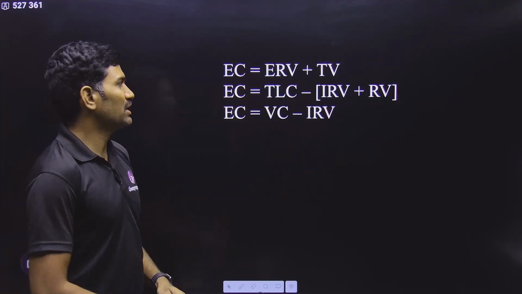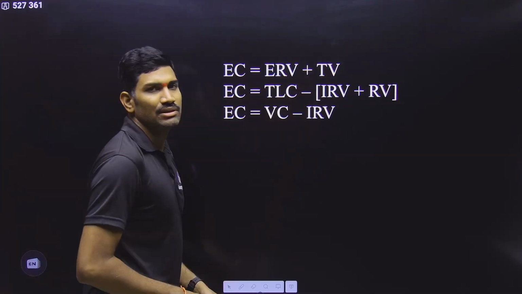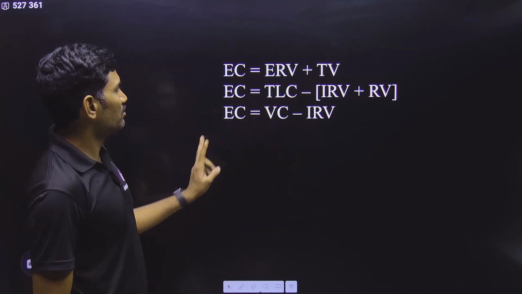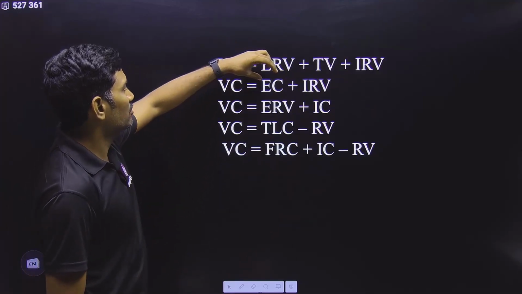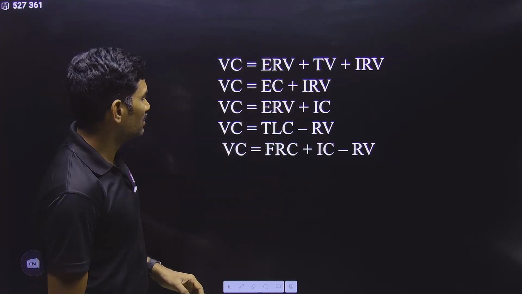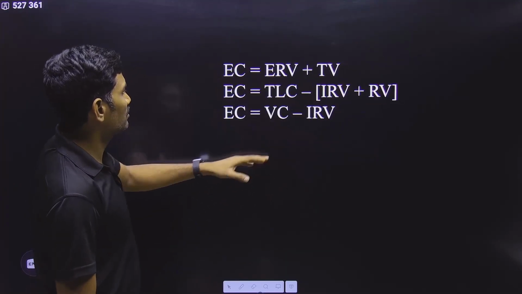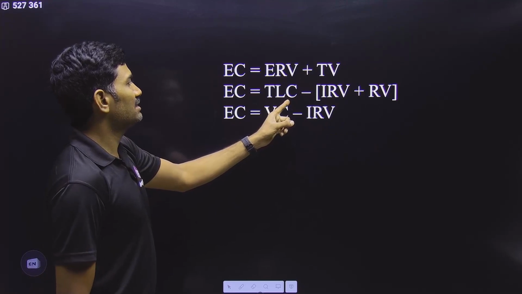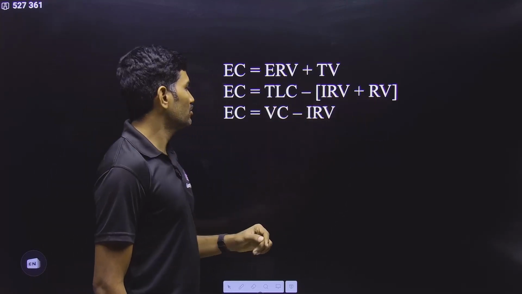Suppose you are writing for expiratory capacity. ERV plus TV. But this one, with respect to this one, if you are writing about the expiratory capacity, VC minus IRV, like this also you can write it. And different other things are also there here. See here, expiratory TLC minus these two things, like this also you can write.